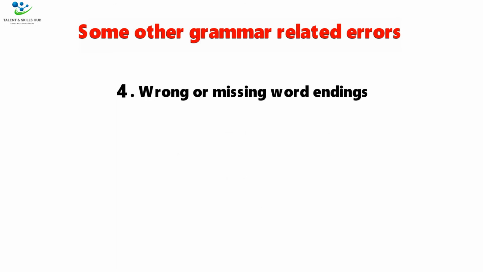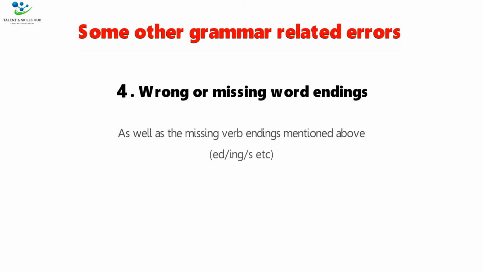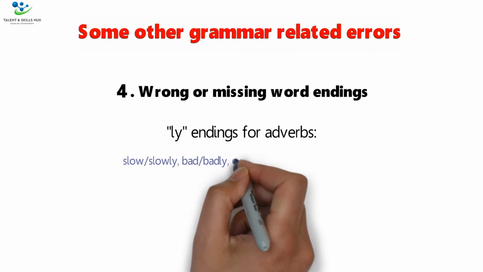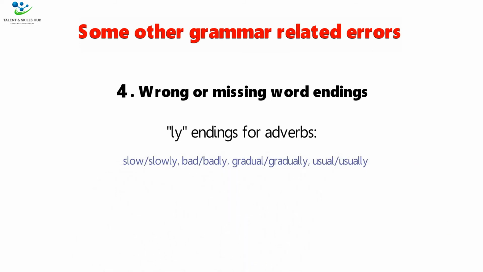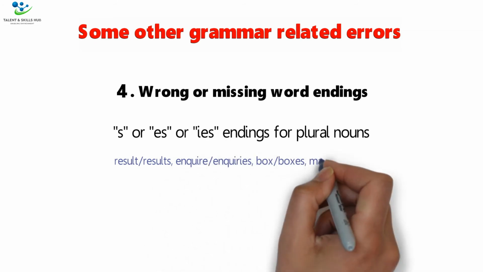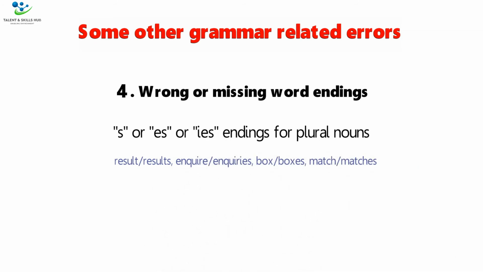4. Wrong or missing word endings. As well as the missing verb endings mentioned above, watch out for missing endings on other kinds of words as well, as in the following cases. ly endings for adverbs such as slow and slowly, or bad and badly, or gradual and gradually, or usual and usually. S or es or ies endings for plural nouns such as result and results, or inquire and inquiries, or box and boxes, or match and matches.